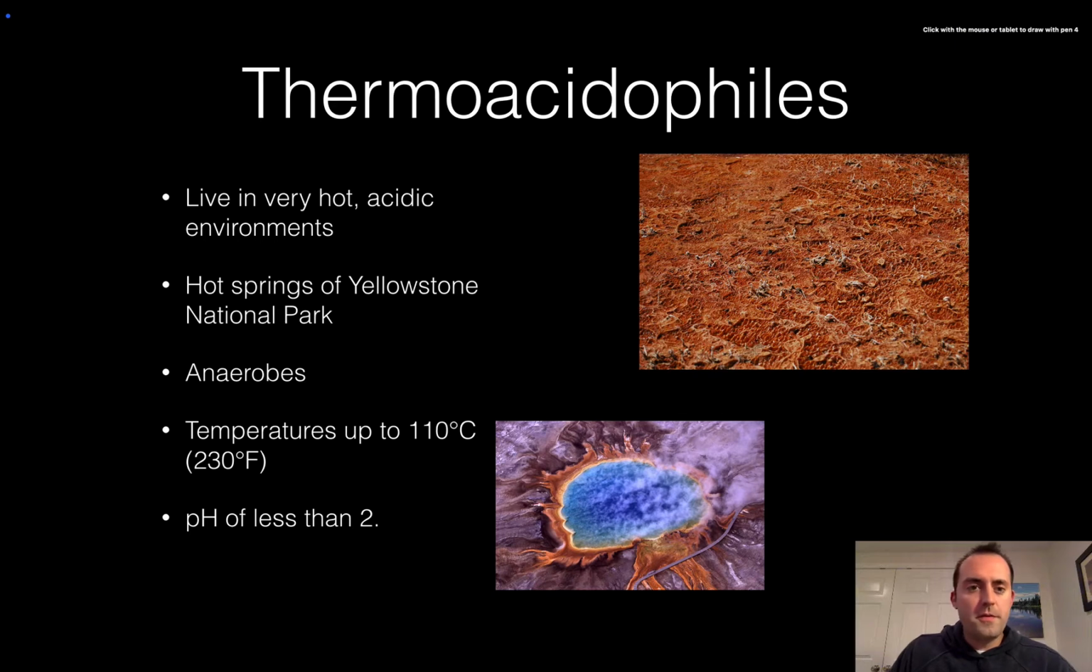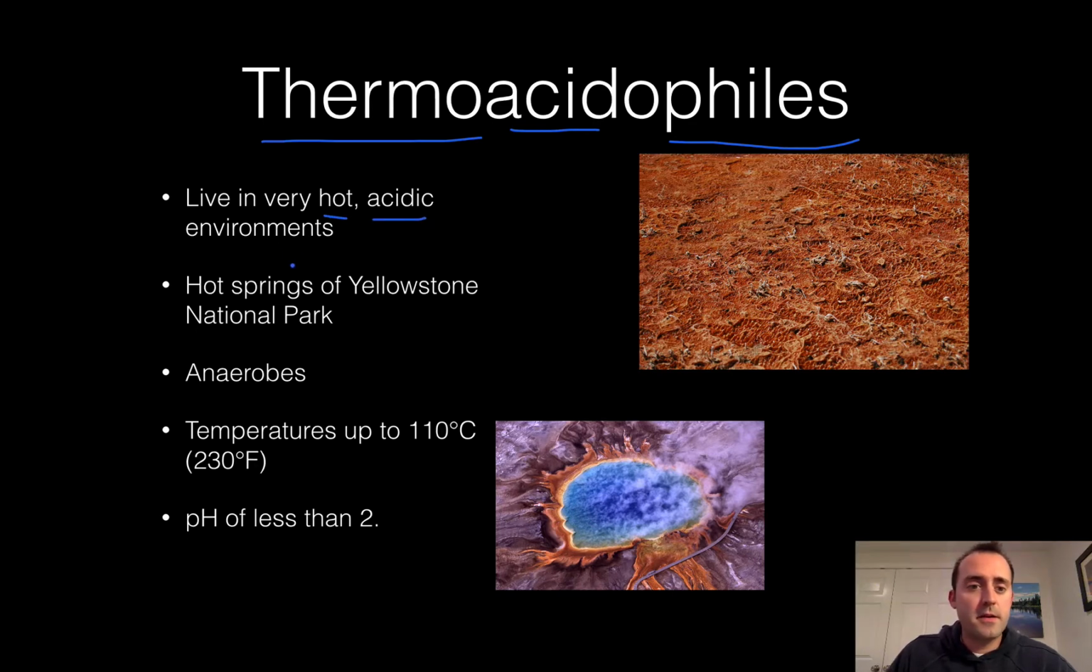The final group of the Archaebacteria that we're going to talk about are called the Thermoacidophiles. If you look at this word, thermo refers to heat. Acid refers to the pH of a solution, which is very low. And again, this ending philes stands for philic, which means loving. So these bacteria love very hot, very acidic environments.